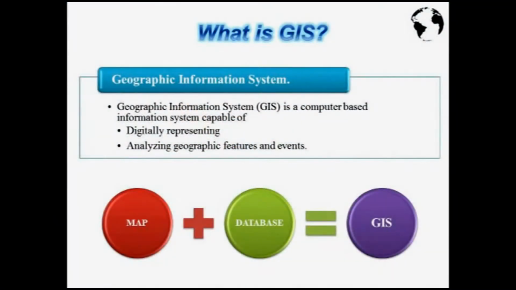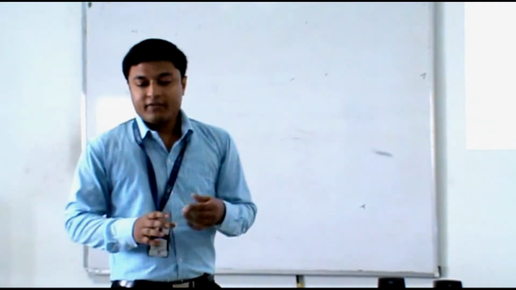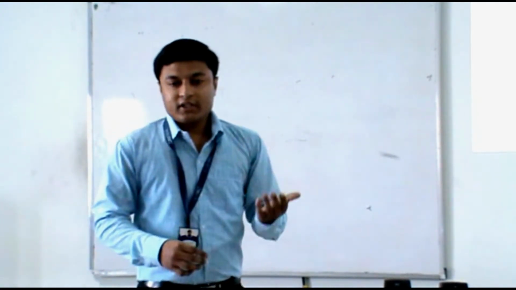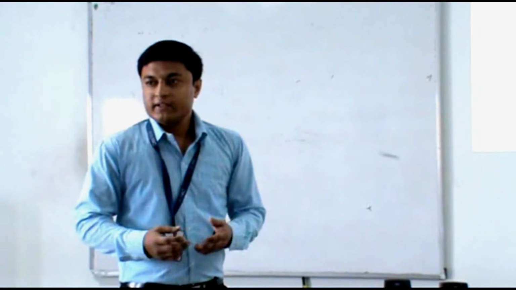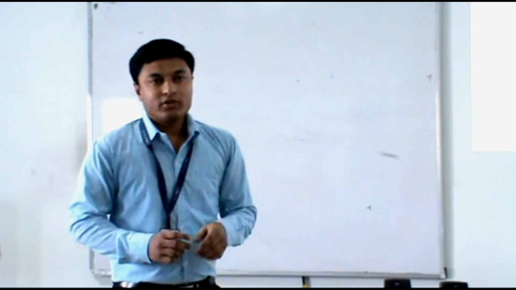What is GIS? GIS is a combination of map plus database. In the past we had a map on paper, but we cannot find out if the surface of the earth has changed, because it is static. So it is converted into a digital format. So that is dynamic.